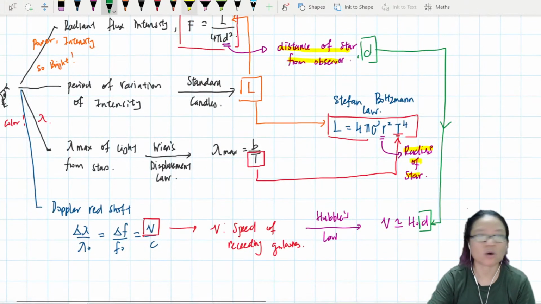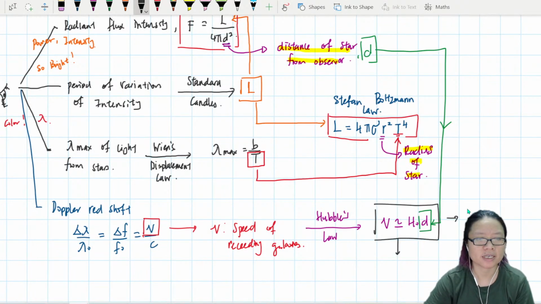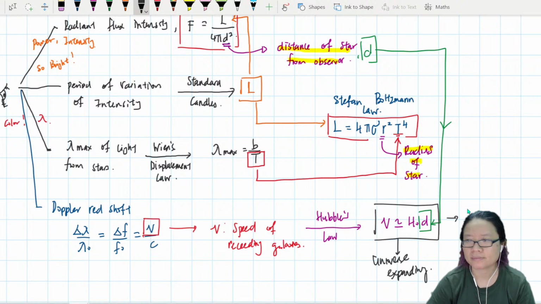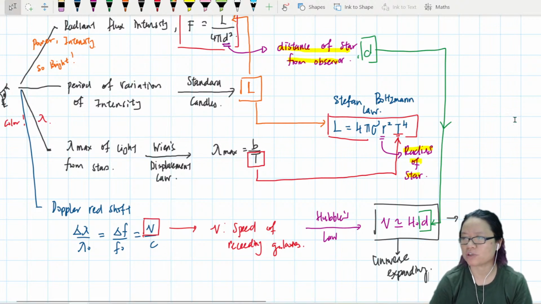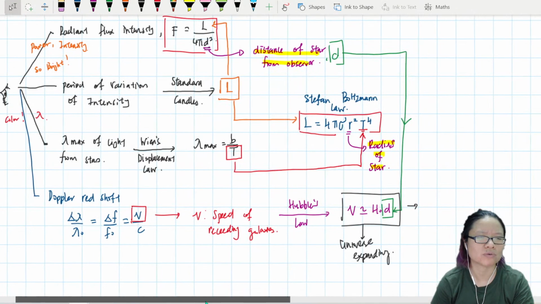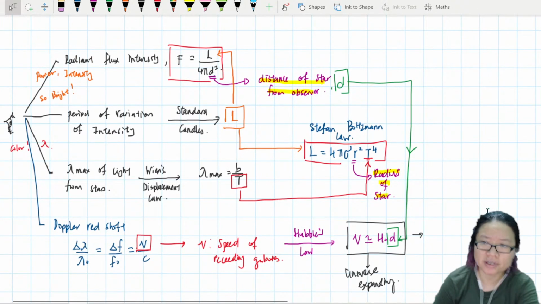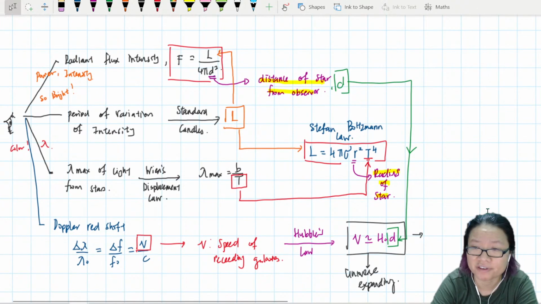And also just to add on, this Hubble's law and this equation helps us see that the universe is expanding. Expansion of the universe. But we don't know why. I mean, there are a lot of theories, but there's no proof yet. And maybe we'll never find that. But this is the entire chapter 25.